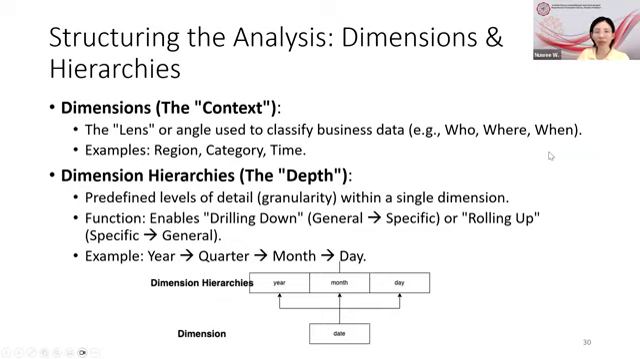So when we talk about dimensional analysis, that means you need to dig out your keywords from the data warehouse. This also applies here because it's actually the same concept. You have dimension, which is your context, or an angle that you classify your business data according to: who, where, when. For example, by region, by category, by quarter, by date, right?